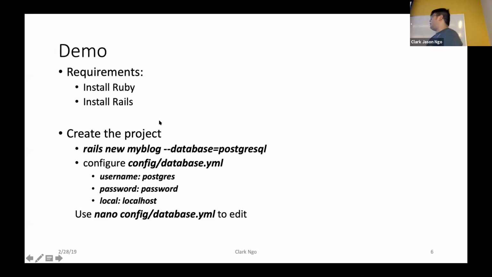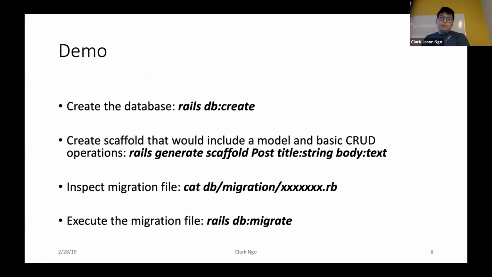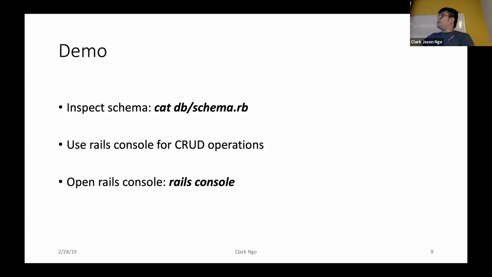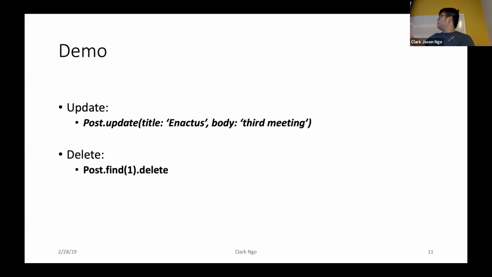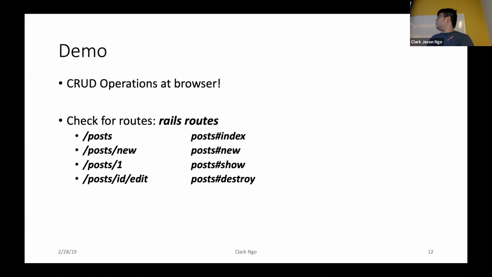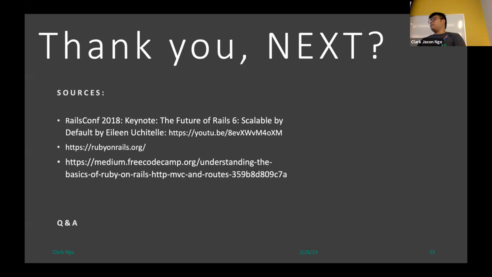So what we basically did is, again, create a project, configure our database, create the database with db:create, create the scaffold, execute the migration file, and do some CRUD operations using the Rails console: create, read, update, delete. And then when you type rails routes, you would see the URL for specific actions that you have on your controller. And that's it.